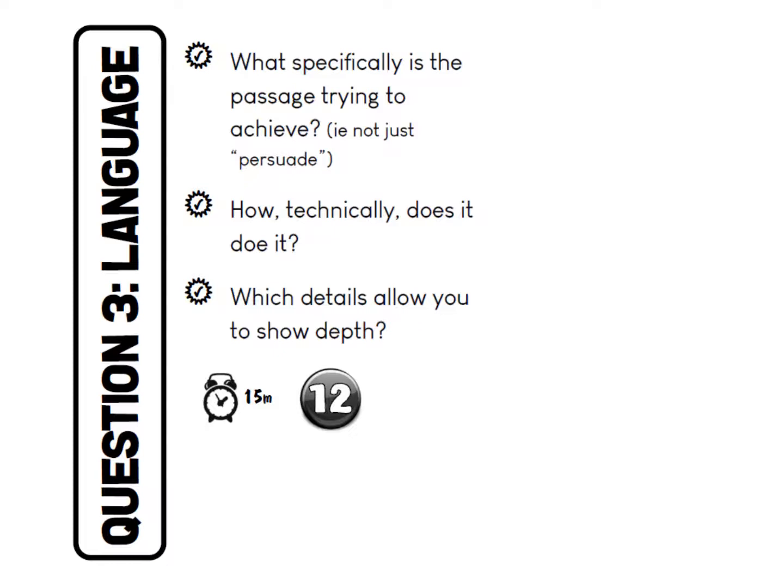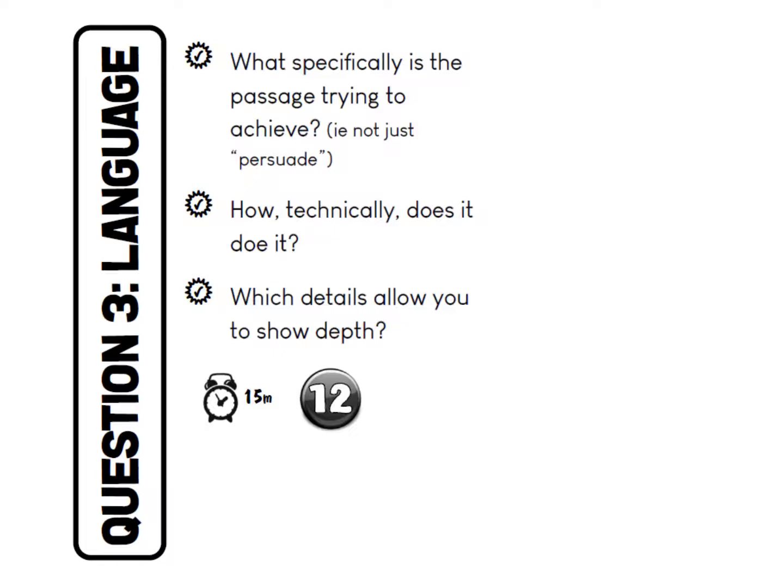Okay, so question 3 is a language question. This is the same mark scheme as on paper 1, it's just more marks, but what they look for is the same. So this is where what specifically is a passage trying to achieve, so what job is it trying to do? Don't say it's just trying to persuade, because that's probably in the question anyway.